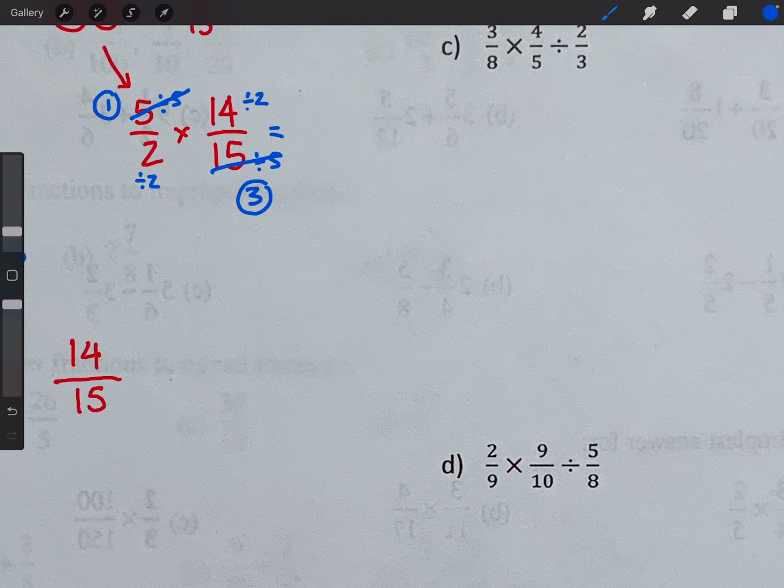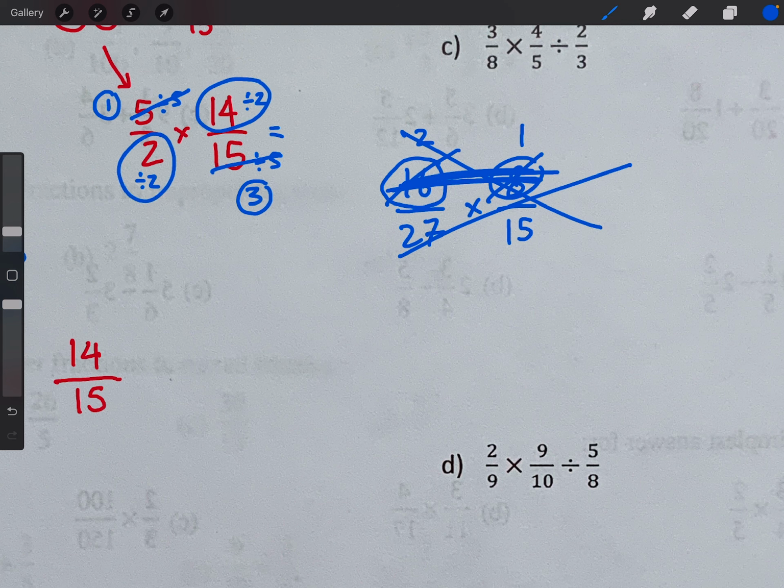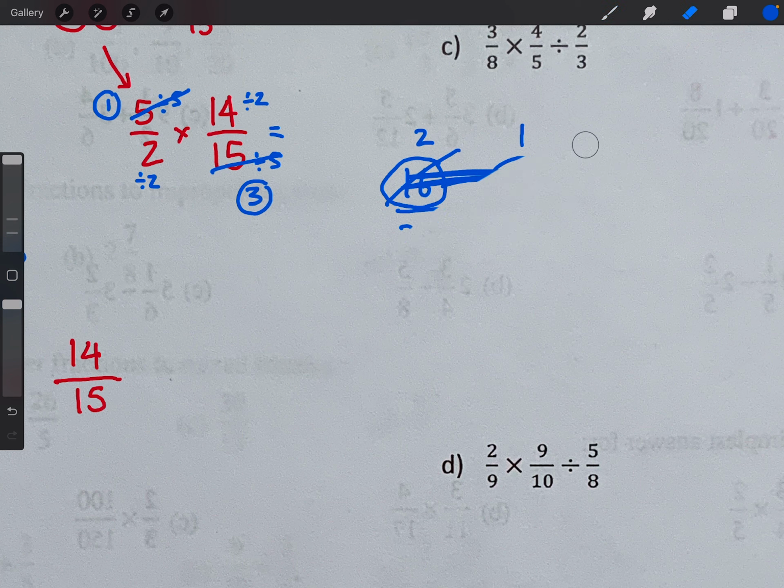What I mean by cross is if you have, let's say, 16 over 27 times, let's say, 8 over, I don't know, 15, something like that. Don't go, hey, I got a 16 and an 8, I'm gonna simplify, divide this by 8, divide this by 8, I'll get 2 and a 1. No, don't do this. Never do a cross. Always one from the top and one from the bottom. Okay. So don't do across the top, or across the bottom either. You can't do that. When you do that, you're gonna get an incorrect answer.